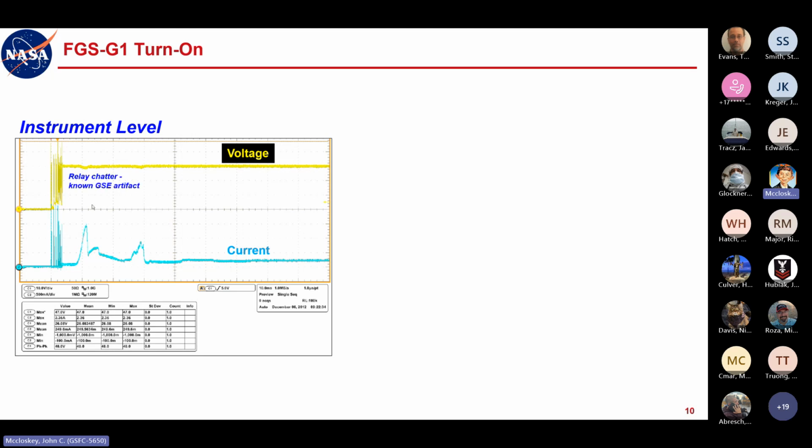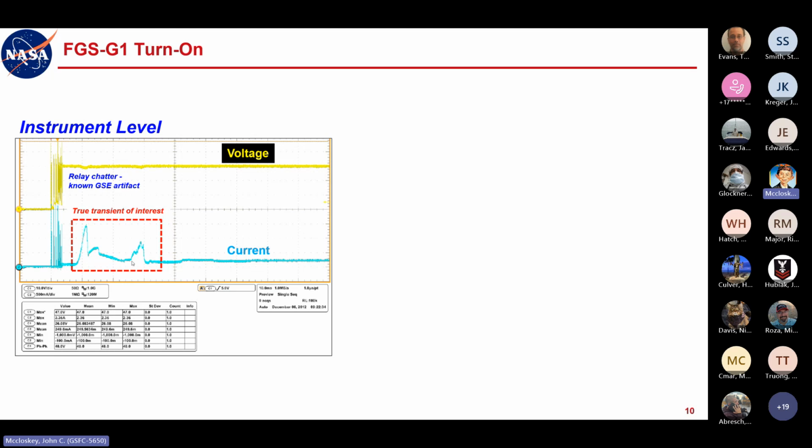So there was this relay chatter that was a known GSE artifact. We weren't really looking at that so much as our benchmark. This part of the transient is what we know is the true character of the box turning on, or of the power converter coming online. So that's the true transient of interest. Why it specifically looks like that, I don't really know. That's beyond the scope of what I'm going to talk about. But this is our benchmark.